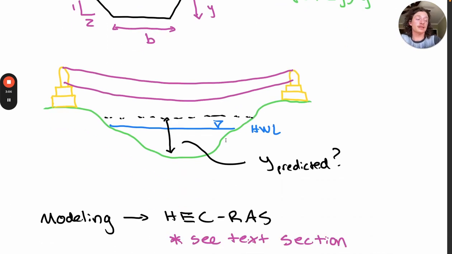In the next section, I'll talk about modeling. I'll talk about HEC-RAS, the Hydrologic Engineering Center River Analysis System. And that will be a text section so that you can see some better graphics, not my hand-drawn graphics, about what is going on and what is being produced by the HEC-RAS model.